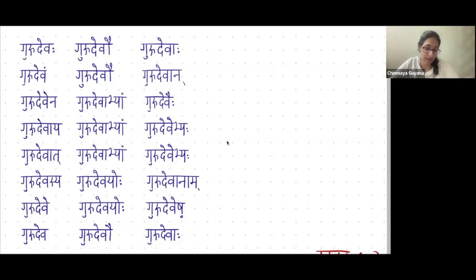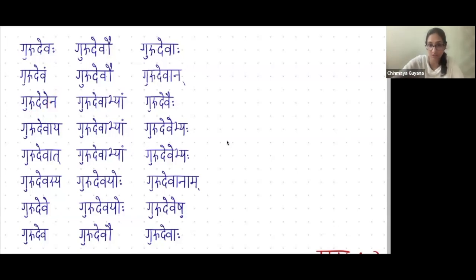Gurudevaha, Gurudevau, Gurudevaha. Gurudevam, Gurudevau, Gurudevan. Gurudevena, Gurudevabhyam, Gurudevaihi. Everybody see this ra is there, so the na will be in question.